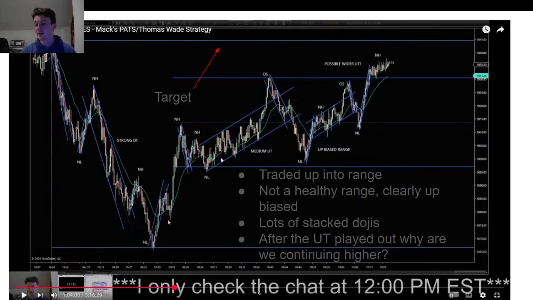Second, it's not a healthy trading range. You can see that you only touched the top side of this once. Maybe you can count that as twice, but this is not looking like a healthy trading range, especially considering the fact that prices are not touching the support.